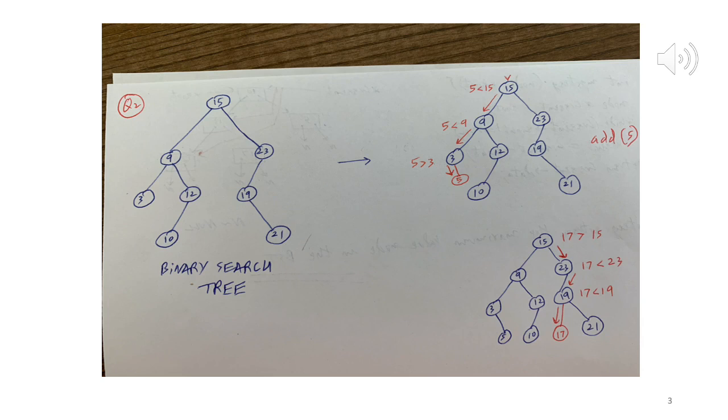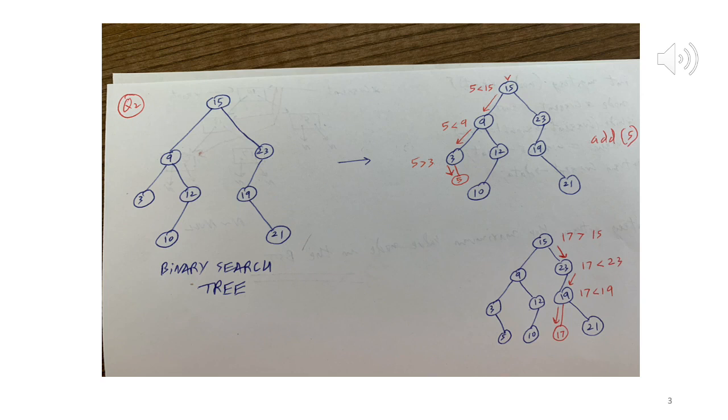Defining property is for any given node in the tree, all nodes in the left subtree are less than the value of the node, and all nodes in the right subtree are greater than the value of the node. And this property holds for each and every node in the tree. So for node with the root 15, we see all in the left subtree, all 4 nodes have value less than 15. Nodes in the right subtree, all 3 of them have value greater than 15.